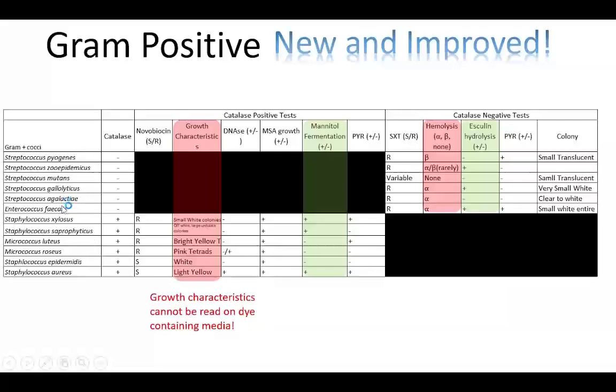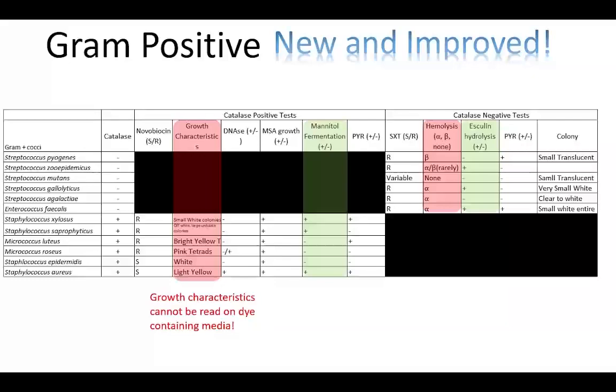Enterococcus, gallolyticus, agalactiae, and faecalis all do alpha, but you can see some differences, especially with the PYR broth on those ones. Okay. Does anyone have any questions on the gram positives? So those are the key tests. Yes? Really, the only one that does that typically is going to be zooepidemicus.